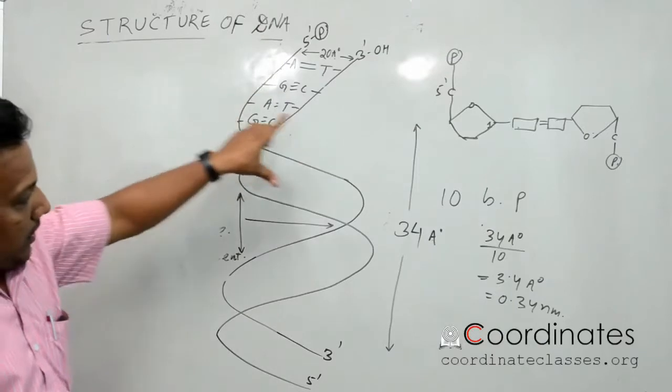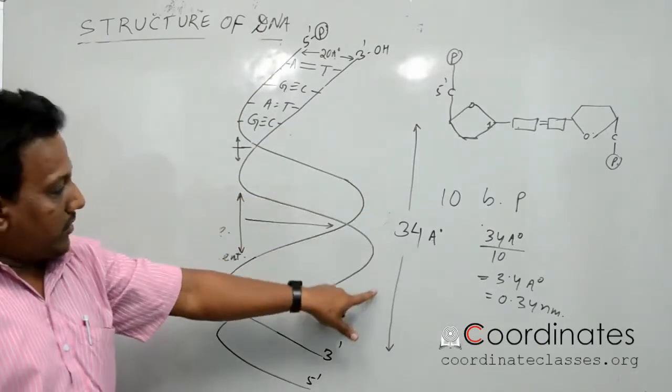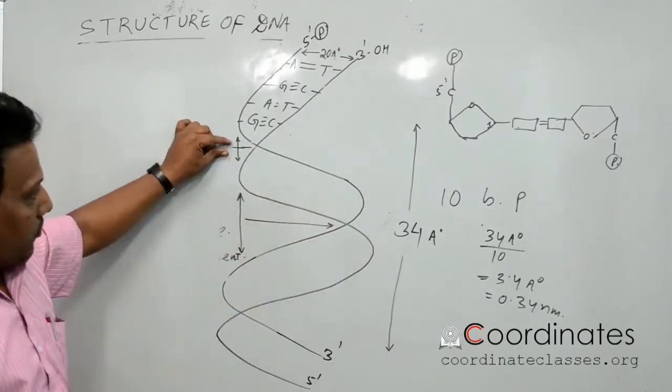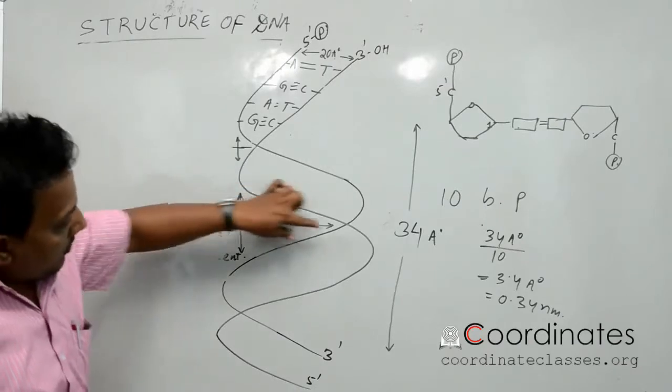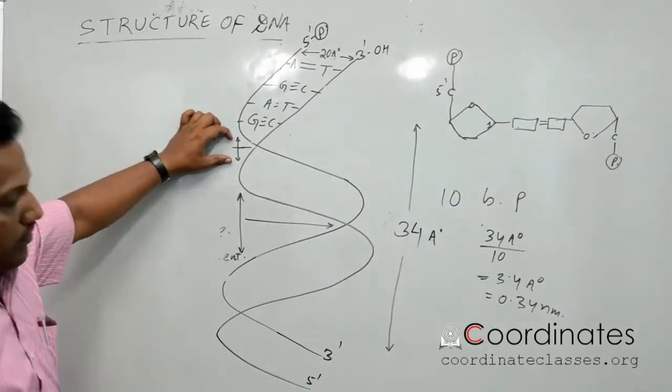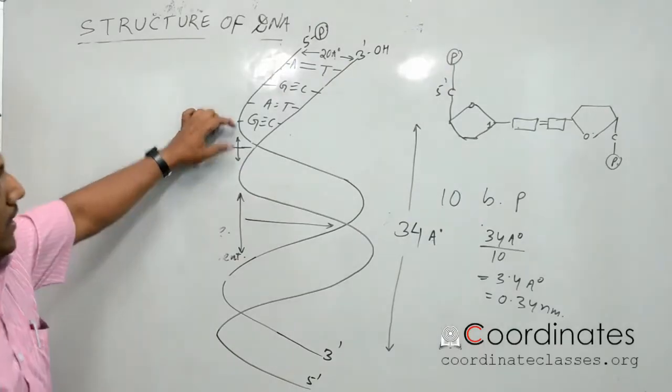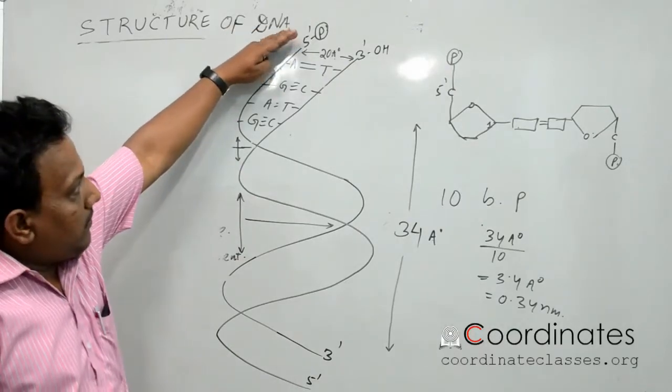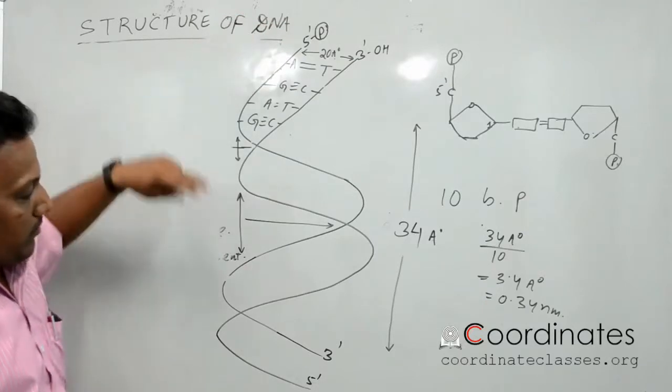Third one, the length of the helical turn is 34 angstrom. Fourth one, major groove and minor groove. This one is the major groove and this one is the minor groove. Major and minor grooves alternate with each other. And the strands are anti-parallel. It means one strand runs in the 5' to 3' direction.